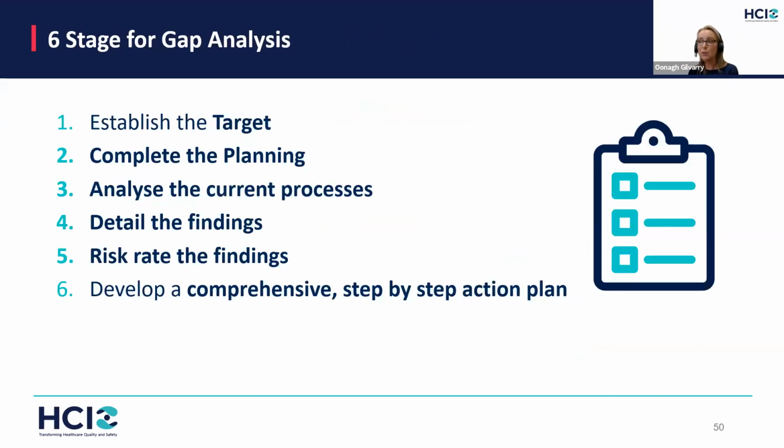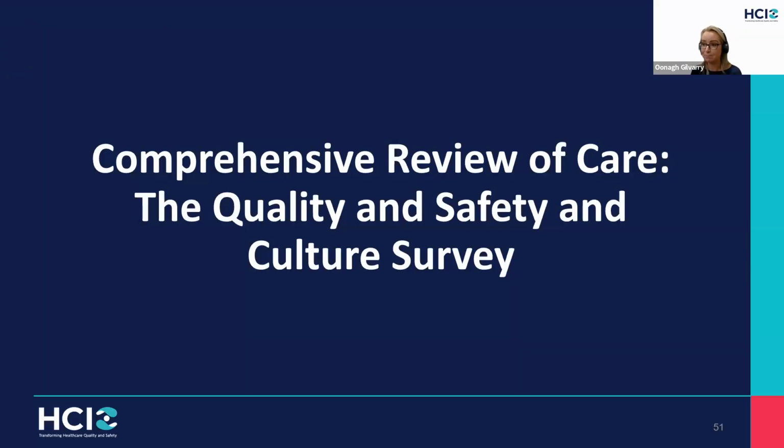So we've gone through each of the 6 steps. We've identified our target of best practice. We've completed our planning for the gap analysis. We've analysed the current processes through documentation review, interview and observation. We've detailed the findings and we've risk rated them. And then we've developed our comprehensive step-by-step action plan to launch us into good governance.